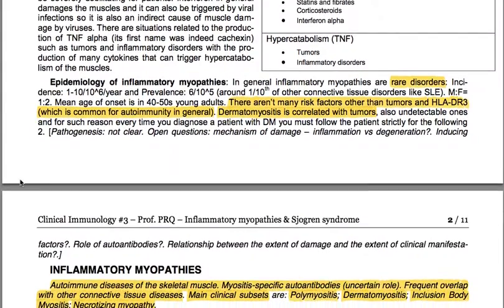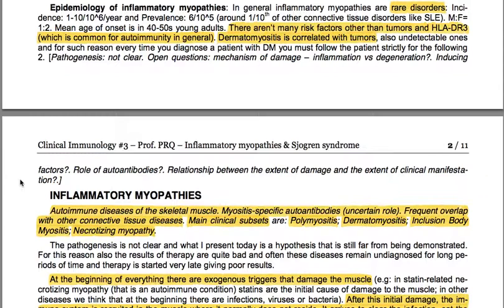Epidemiology of inflammatory myopathies. In general, inflammatory myopathies are rare disorders. Incidence is 1 over 10 million per year, and prevalence is around 1 over 10,000 to 100,000, around 1/10 of other connective tissue disorders like SLE. Male to female ratio is 1 to 2. The mean age of onset is 50 years, also in young adults. There aren't many risk factors other than tumors and HLA-DR3, which is common for autoimmunity in general.